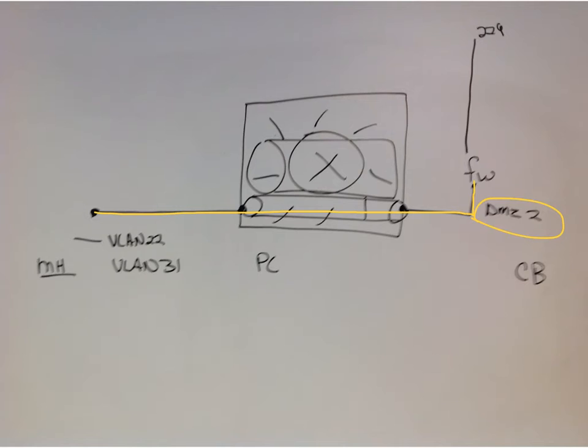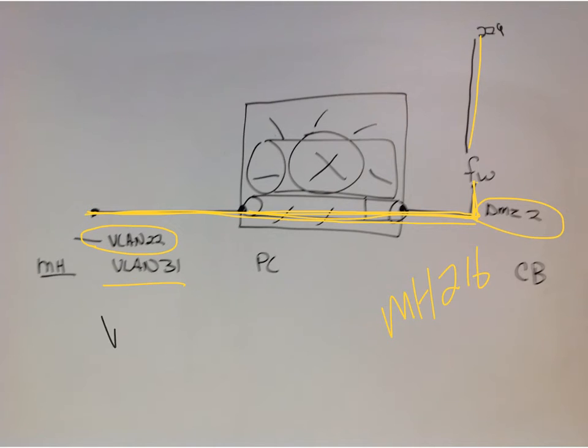The firewall has a DMZ1 that goes to 229, and we don't have separate wires to run back into MH216, so we just send that traffic on a trunk, and it literally just passes through the switch and goes here on VLAN 22. Our main VLAN's 31.